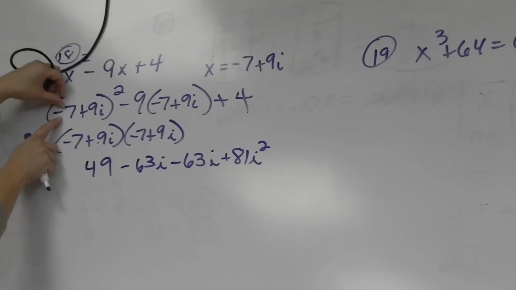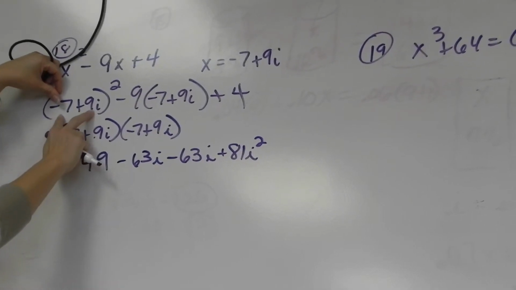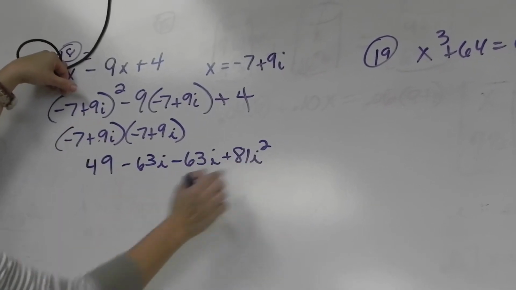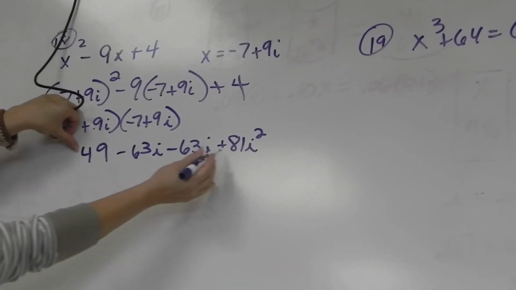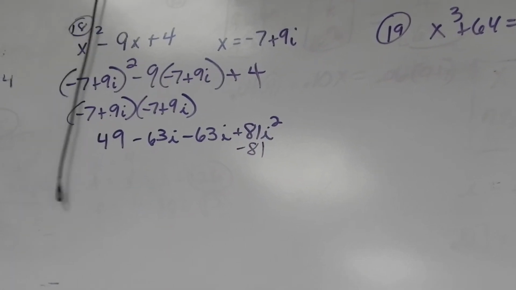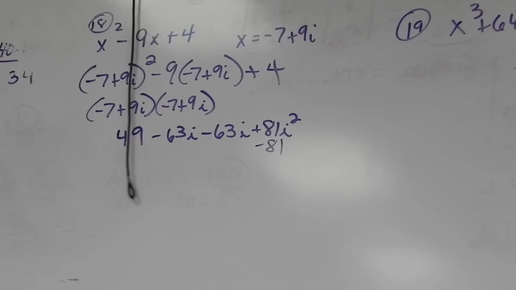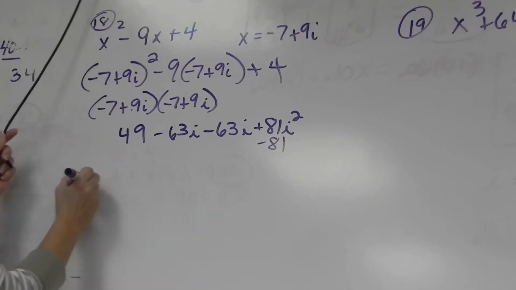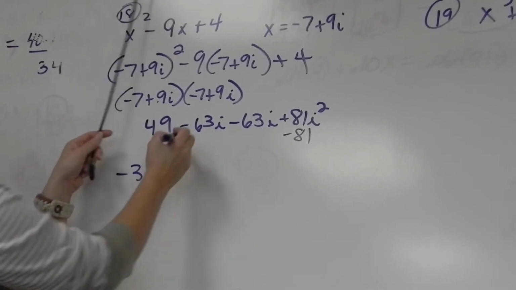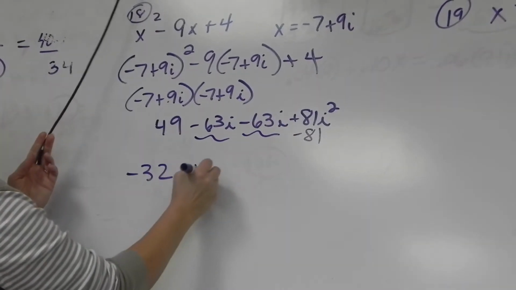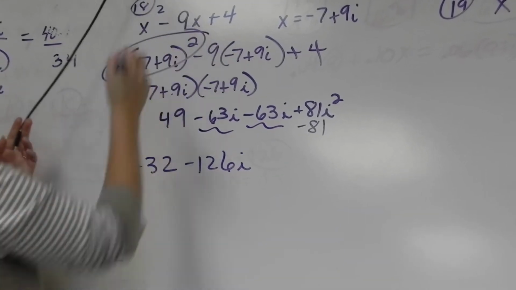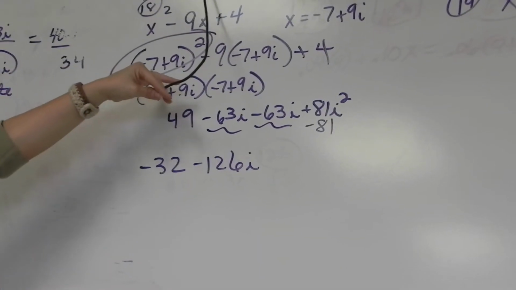So exactly the squaring pattern. Square the first, times together, double because you get that repeated, and then square the last. That will simplify to i squared makes that minus 81. So you have 49 minus 81, and what is that? Negative 32 maybe? Would somebody check me on that? 49 minus 81? Okay, and negative 63i and negative 63i is negative 126i. So that all came from that. That's what we were doing. We were squaring that binomial.